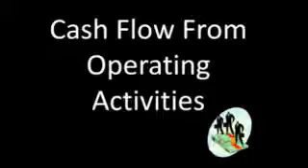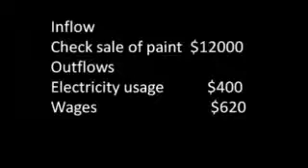Now we have a few transactions. So let's see if we can put these together. First, the cash flow from operating activities. There has been an inflow of $12,000 from paint sales, which yielded cash, and an outflow of $400 for electricity, together with an outflow of $620 for wages.